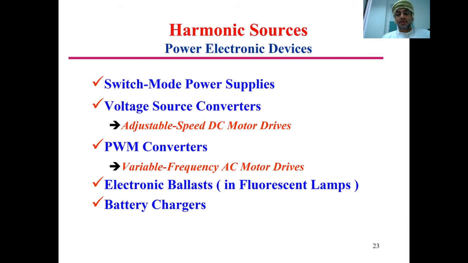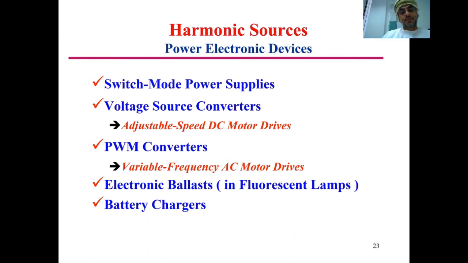Those are also some of the harmonic sources that come from electronic devices. So we can have harmonic sources coming from the switch mode power supply. Of course, you know that switch mode power supplies are used nowadays in most electronic equipment, such as computers, photocopy machines, printers, scanners. Mobiles are also using switch mode power supply.